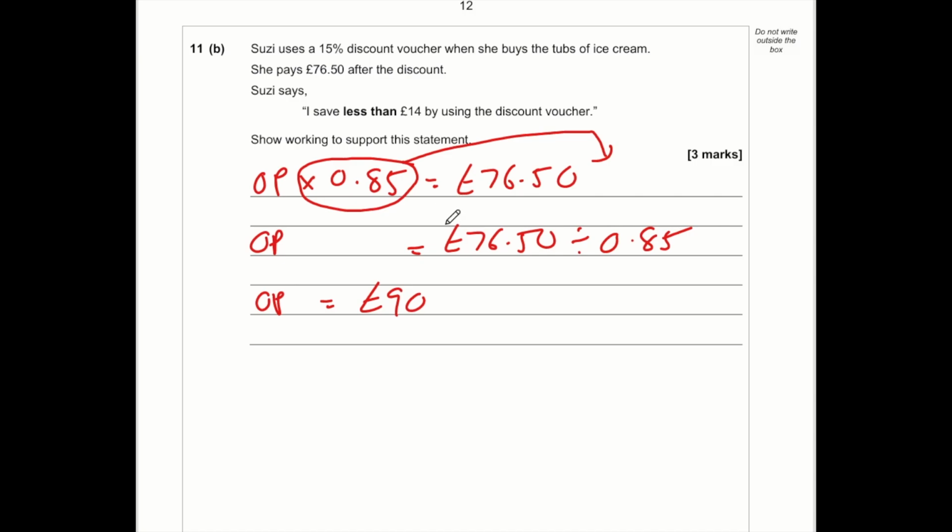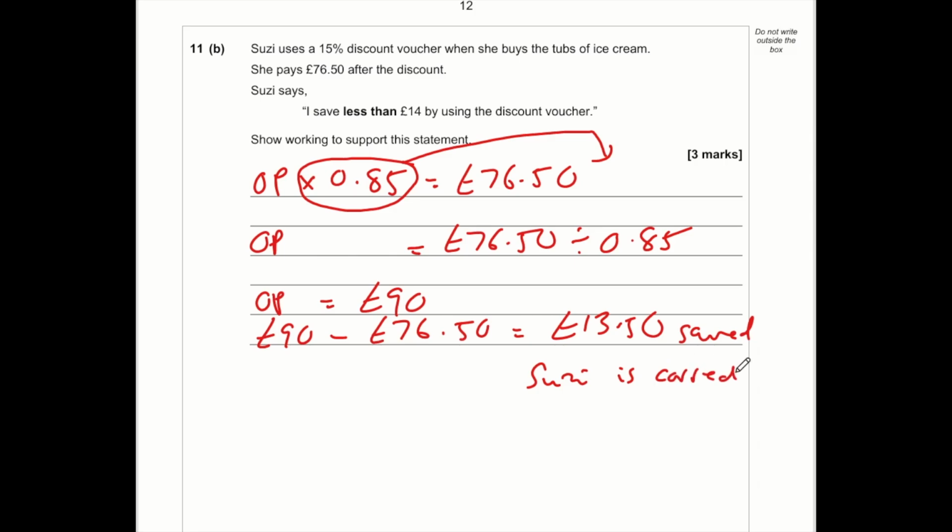It's quite challenging when you have to work out the original from a new value after a percentage increase or decrease has been applied. So how much has she saved? She saved £90 take away the £76.50. So in total she saved £13.50. I save less than £14, so yes, Susie is correct, since £13.50 is less than £14.